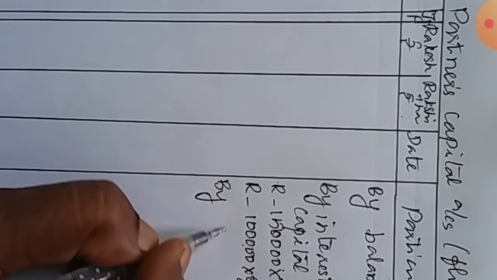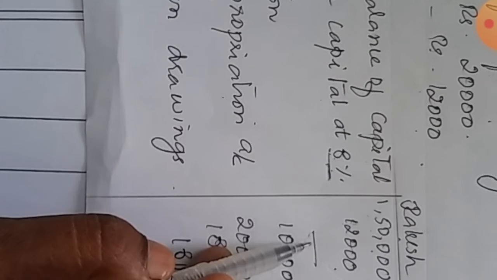And next to this, we write salary. Salary is also an income to the partners. Here you see in the question, the salary is given only for Rakshita. It is not given for Rakesh. So we write here for Rakshita 12,000. 12,000 salary for whom? Rakshita. Salary is an income, so we show it on the credit side.